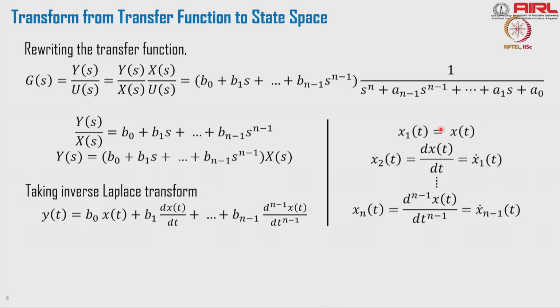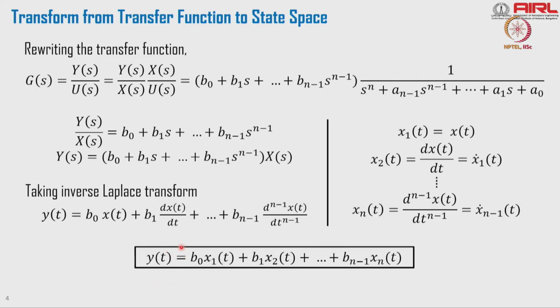Similarly, I can define x1 is x(t), x2 is dx/dt, that is x1 dot, and xn, which is nothing but d^{n-1}x/dt^{n-1}. If you see, x1 is x, x2 is dx/dt, which is nothing but x dot, that is nothing but x1 dot. The same way I can write for every state of the system here.